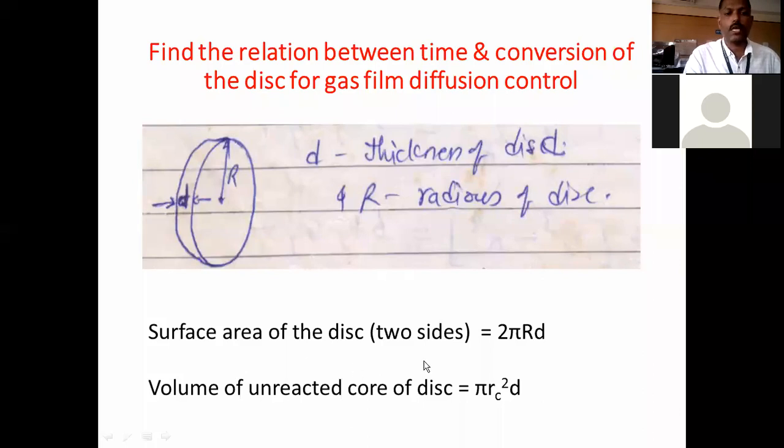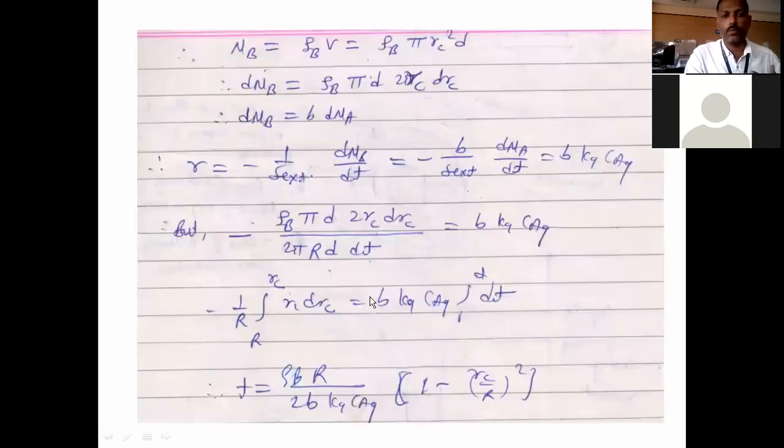The surface area of the disk, with two sides, is 2 pi R squared, correct. And the volume of the unreacted core of the disk is pi Rc square into D, the cross-section area pi Rc square multiplied by D, the thickness. This relation is used in the derivation, and the procedure is the same.